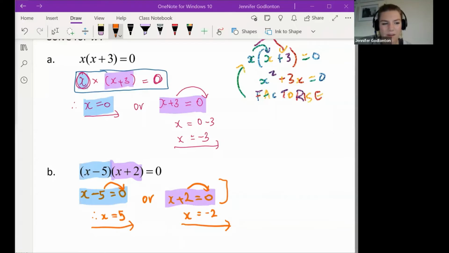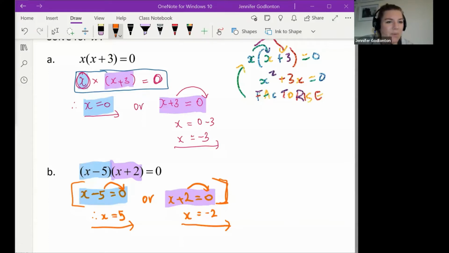Ma'am, does the first step count for marks? No. So what I was saying, the step's not compulsory. That step is just to stop you from making a mistake later on. Okay, and then there's the or. You do need to write the or. Yeah. Thank you. Sure.